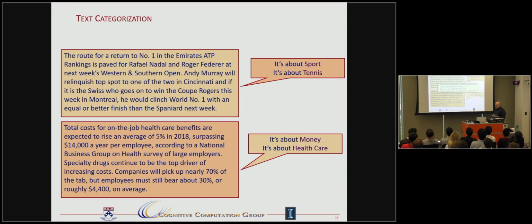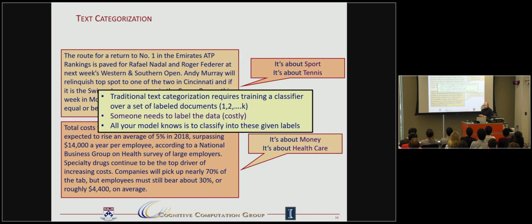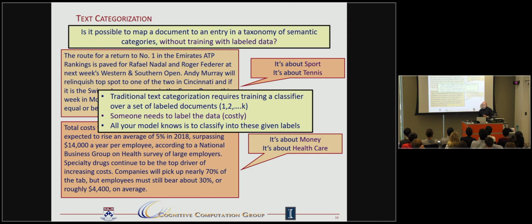Now, how do we deal with it today? Traditional text categorization requires that we train a multi-class classifier. We train it with labels that are called 1, 2, 3, 4, up to K. Someone needs to label the data, and all your model knows once we've trained this multi-class classifier is to classify into these K labels. Can we do otherwise? Can we label or place a text document into any given taxonomy of categories without training on the label data?